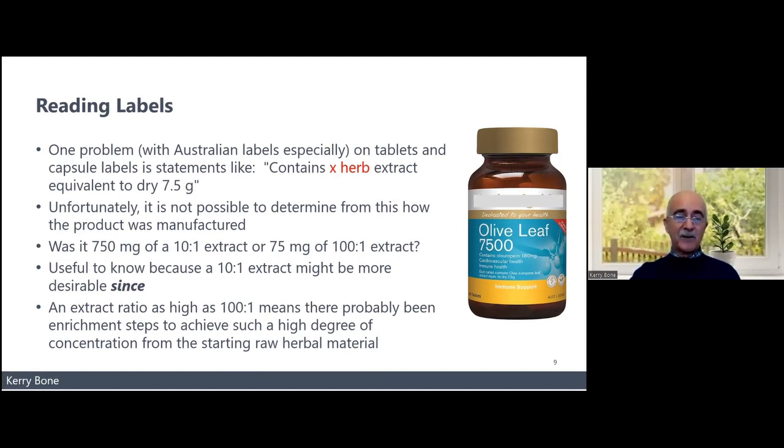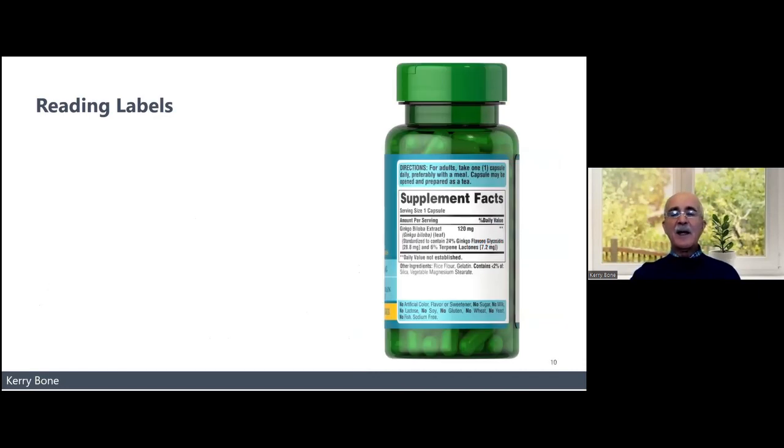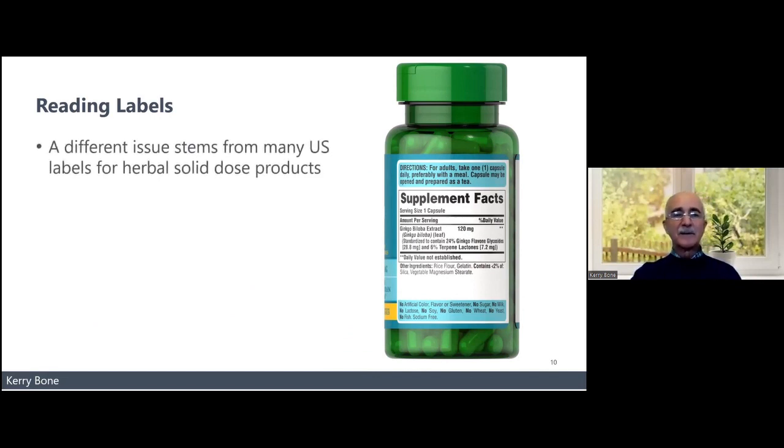For example, Scutellaria baicalensis, especially the Baical skullcap, and I know of a particular company that's putting pure baicalin into a herbal product and calling it 100-to-1 extract of Baical skullcap, and you don't want that. So there's that missing piece of information. And that's particularly the Australian scenario. Now, in the US scenario, it's something quite different.